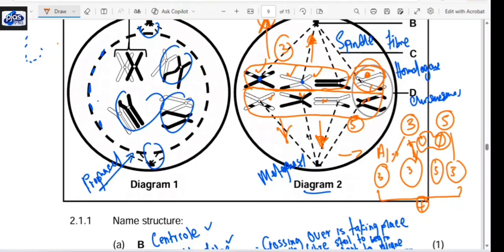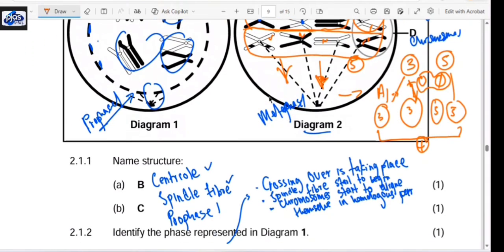At the end of the division, we're going to have 4 daughter cells being formed, whereby 2 daughter cells will contain what? 3 chromosomes, and the other daughter cells will contain how many chromosomes? 1 2 3 4 5, you understand. So that was the question being asked.